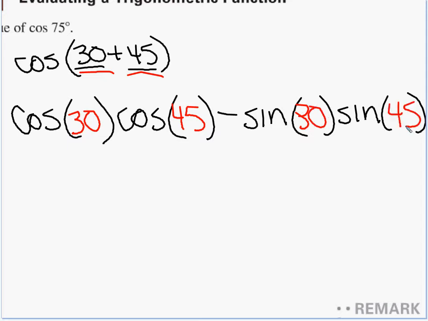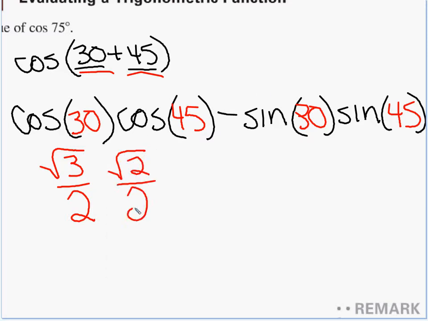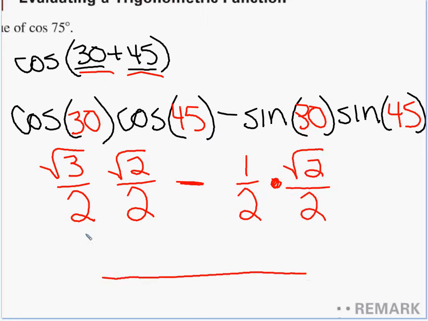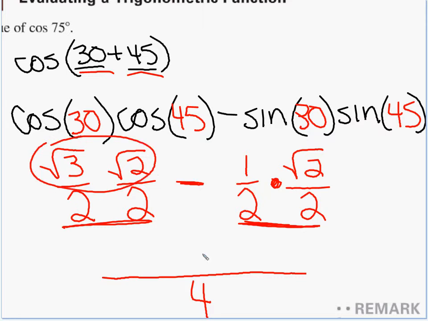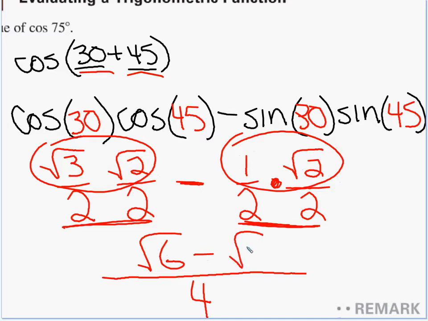All right, and then to the unit circle. Cosine at 30, root 3 over 2. Multiply that by the cos at 45, that's going to be root 2 over 2. And then we minus sine at 30 degrees is a half times the cos at 45 is root 2 over 2. So our denominator, over here 2 times 2, over here 2 times 2, all ready to go. Common denominator is 4. Up top here, we get a root 6. And then a minus, 1 times root 2 is root 2.